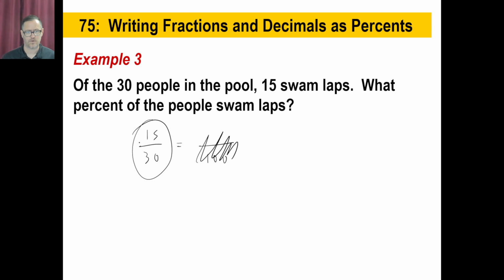Well, 15 over 30, you can reduce that as a fraction, right? You probably see that it's 1/2. If you didn't, you could break it down into factors like 15 is 5 and 3. 30 is 3 times 2 times 5. So these 5's cancel, the 3's cancel. You got a 1 up top, and the fraction is 1/2.